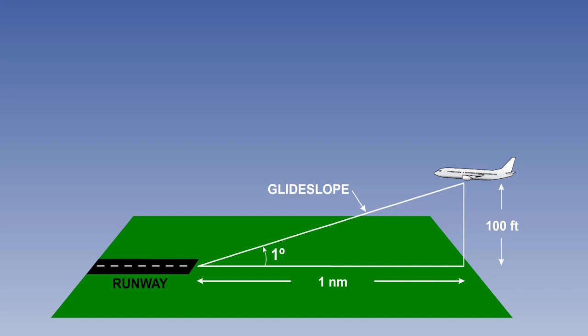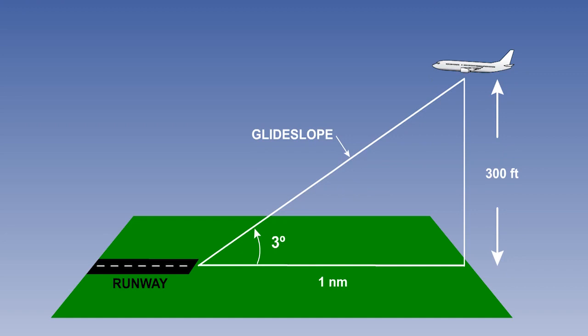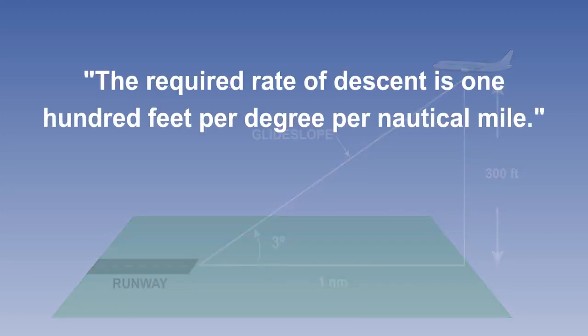Most glide slopes are set at 3 degrees, or some angle close to it. So, if 1 degree gives 100 feet at 1 mile, 3 degrees will give 300 feet at the same range. We have now come up with the first of our basic rules. A 3-degree glide slope is 300 feet per nautical mile. A 4-degree glide slope is 400 feet per mile, and so on. The required rate of descent is 100 feet per degree per nautical mile.